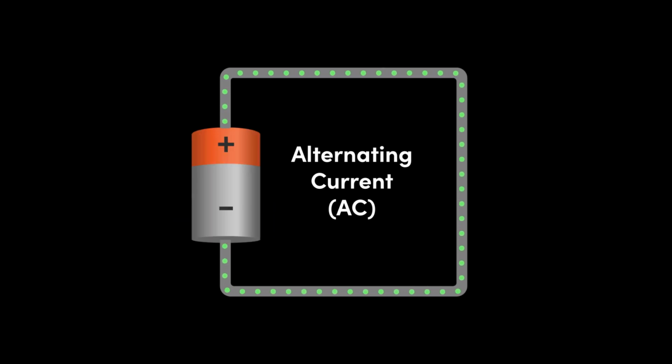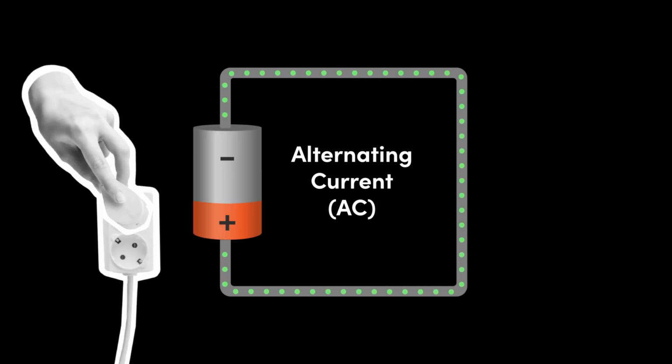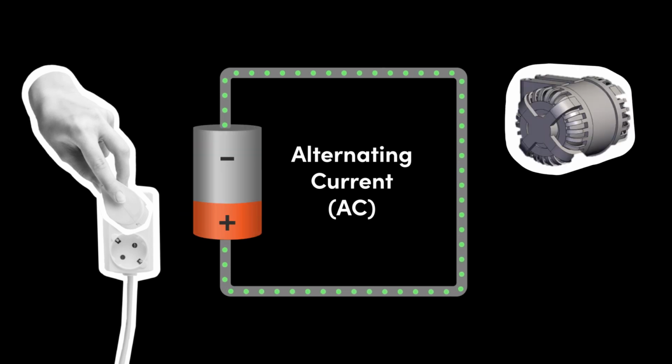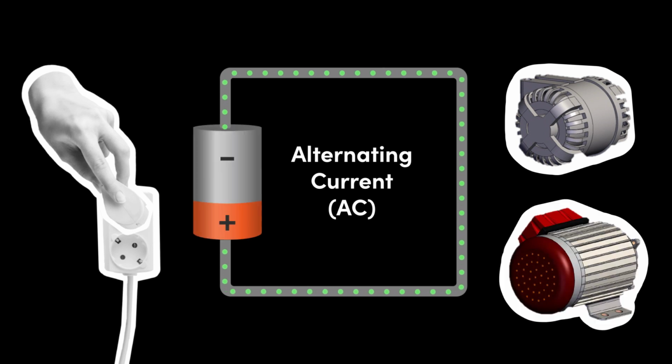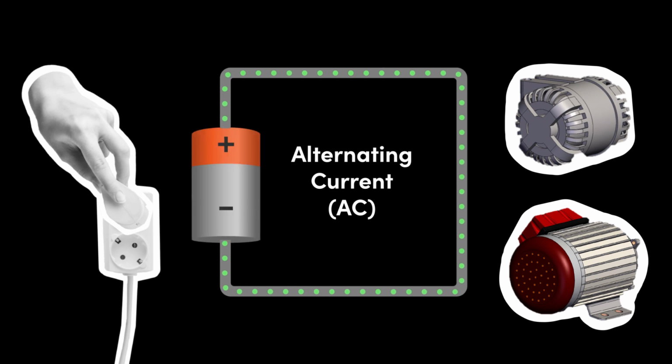Alternating current is the most common type of electricity and is found in our plug sockets to power our homes. Alternating current is also produced by the alternator found in engines. In almost all hybrid and electric vehicles, the motor generator unit, MGU, uses alternating current in motor mode and produces alternating current in generator mode.